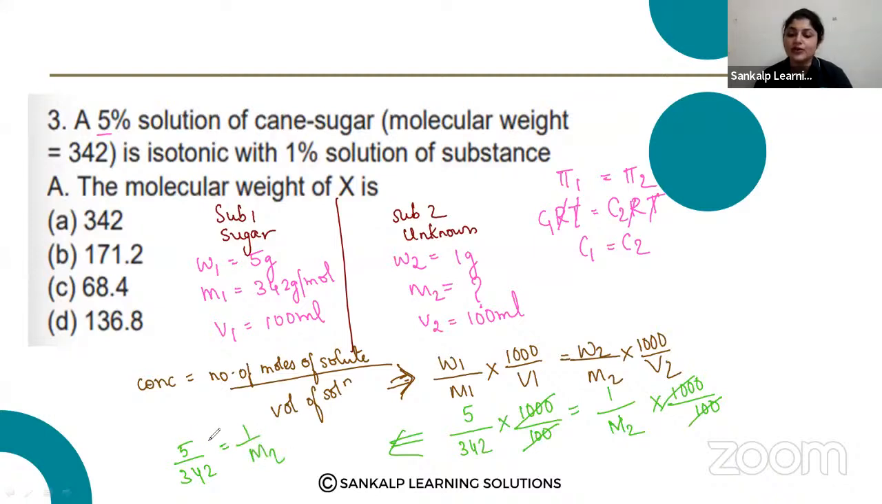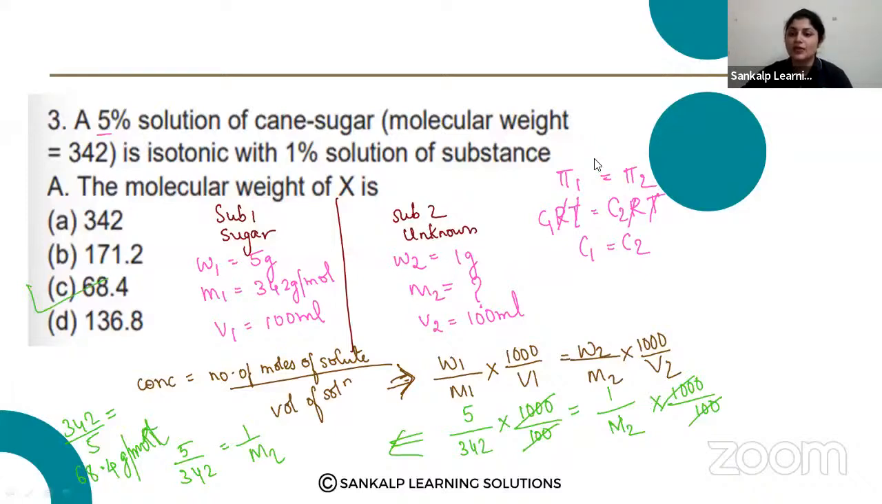If you take M2 here, it will become 342 by 5. Just see what it comes to. It comes to 68.4 grams per mole. This is the molecular weight. So our answer matches option C. Option C is the right answer.